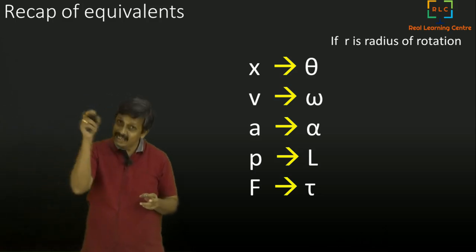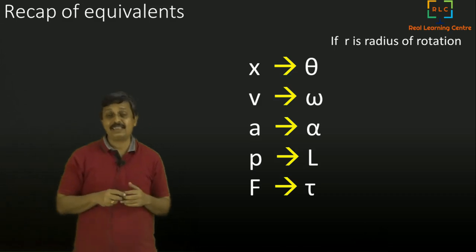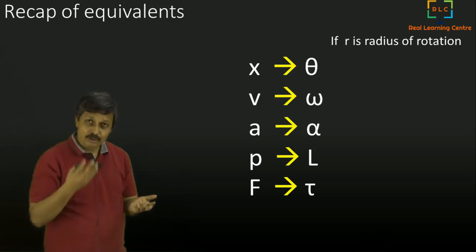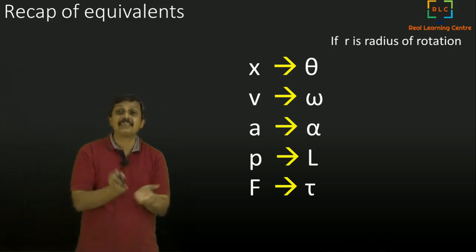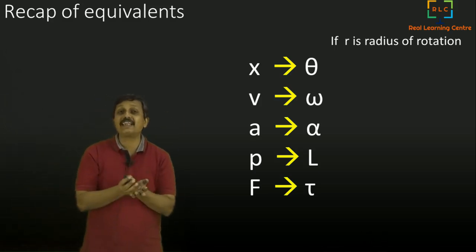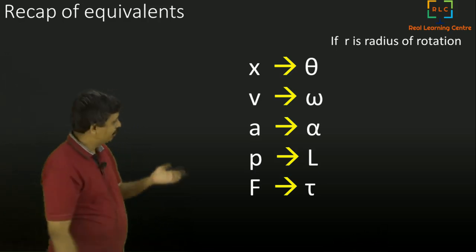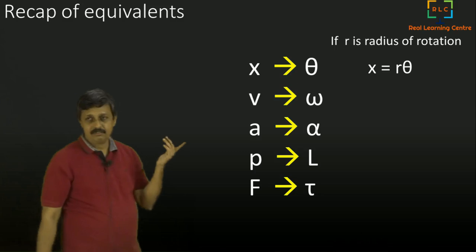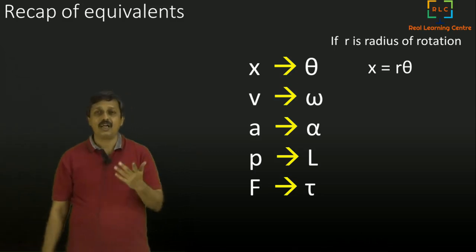So if you want to relate those positions, that means linear velocities, linear position, and linear momentum, to the angular momentum of the whole system, how do you relate it? You relate it by basically saying x is equal to r theta. So this is L is equal to r theta kind of thing.